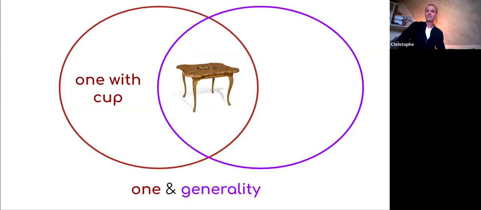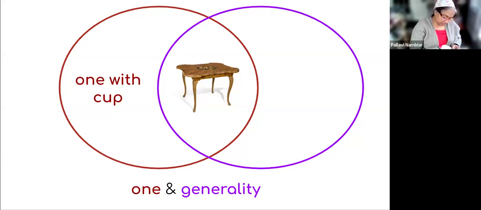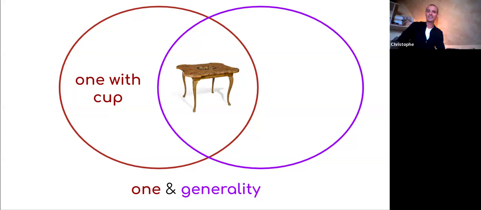"One with cup" is not a generality because it doesn't have many instances. In the whole universe, what is the only thing which is one with cup? Only cup, exactly. Cup is the only thing which is one with cup. So it follows that one with cup doesn't have many instances. It has only one. So if it's only one, it cannot be an instance.